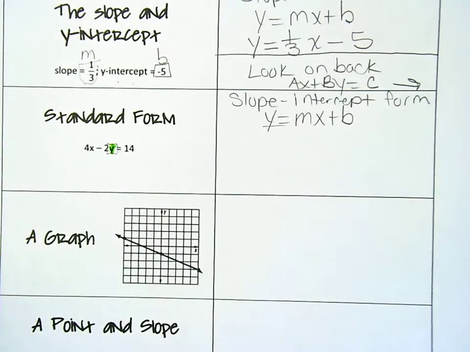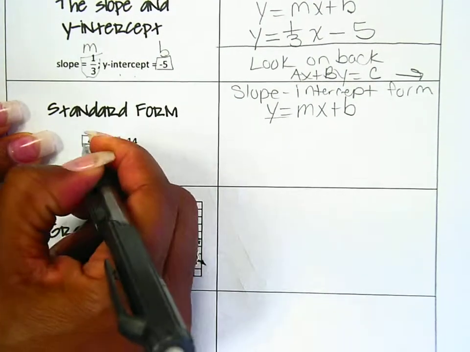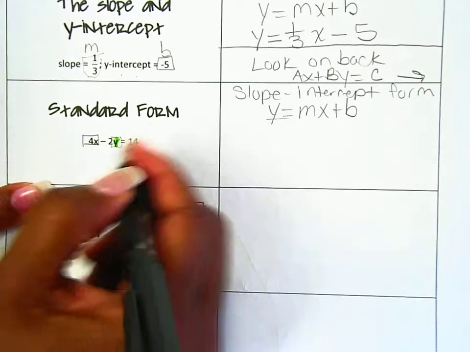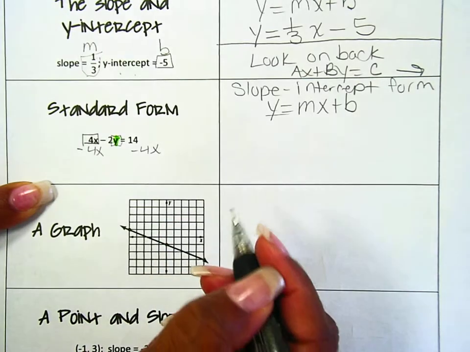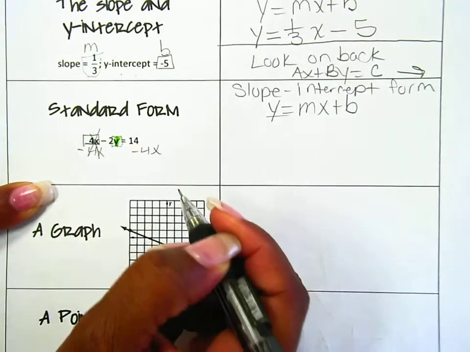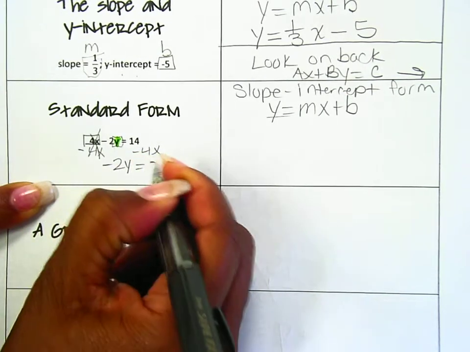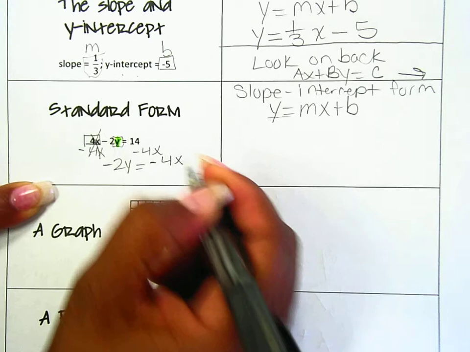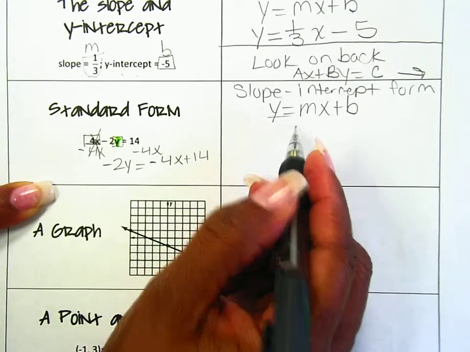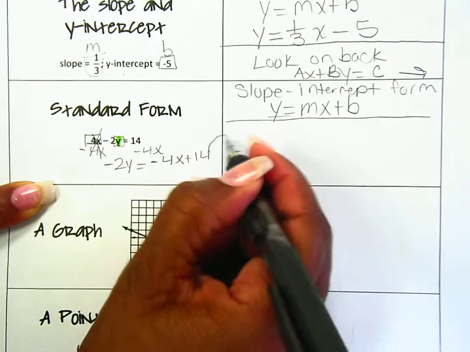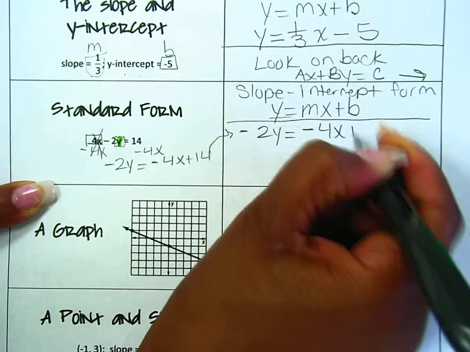So before I can get the y by itself, that means that I have to get rid of the 4x. I need it to be gone. Therefore, I'm going to subtract 4x from both sides of the equation. This cancels out. That goes to 0 because it's its inverse. Bring down my negative 2y equals negative 4x plus 14. I'm smiling because, guys, you know I could have written this right over here. So I'm going to take this over here. So I have negative 2y equals negative 4x plus 14.